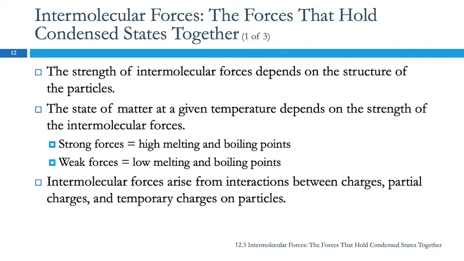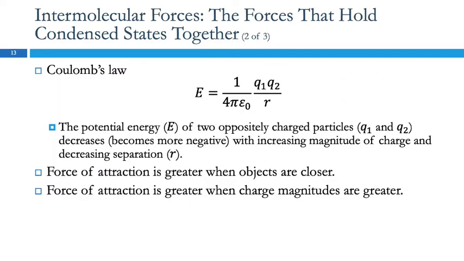All of these intermolecular forces come about from interactions between charges, partial or temporary charges on particles. So it's the attraction of positives and negatives. And so Coulomb's law, which we've seen before, can help us with this. The energy of attraction is proportional to the product of the charges divided by the distance between them. So if we have larger charges, we have a stronger attraction. If we have a shorter distance, we have a stronger attraction.